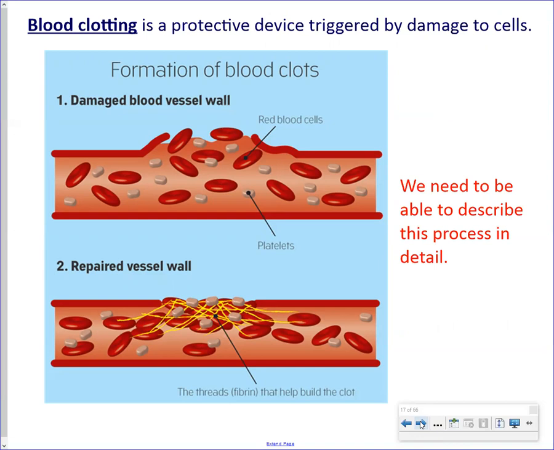So normally, the body protects itself. When there's damage to cells, blood clotting takes place. So if you normally think of a cut on the surface of the skin, eventually you stop bleeding, don't you? And you have a scab develop to stop the blood from escaping your body. Well, that's a form of clotting, of blood clotting. And that helps to protect the body in that situation. But that process can happen inside the body as well. So yes, you can cut yourself on the surface, but cells can be damaged within the body as well. And that's what we're going to talk about.